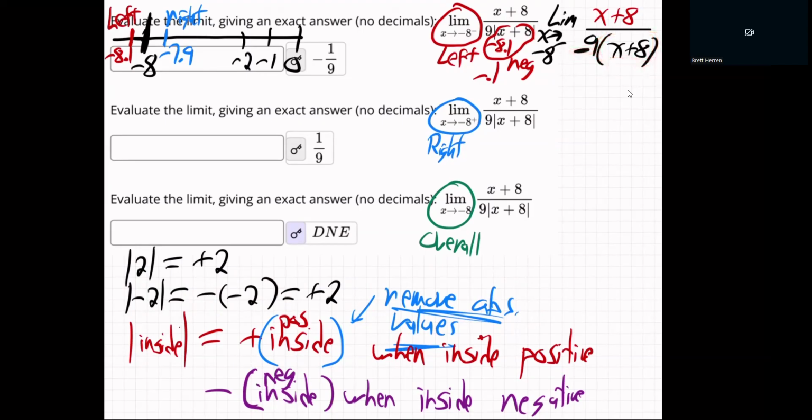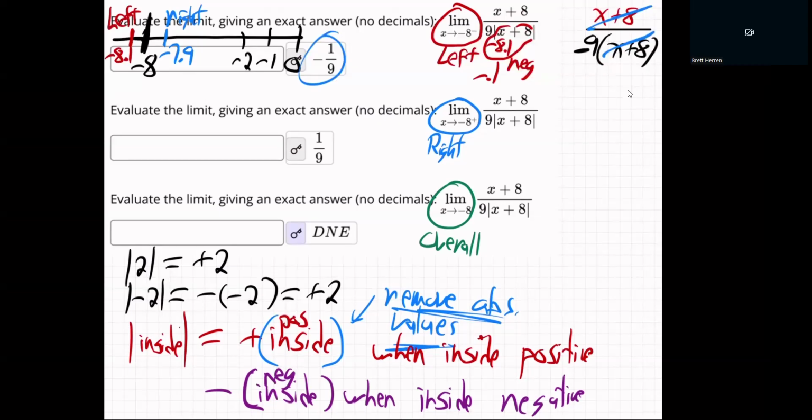Now we can cancel these guys. See, now they match. And so now our answer is -1/9, because we have nothing on the top. So that's 1/9, and it's negative.